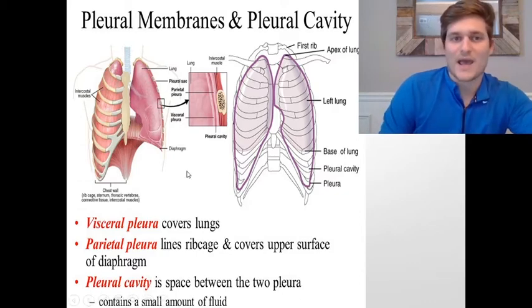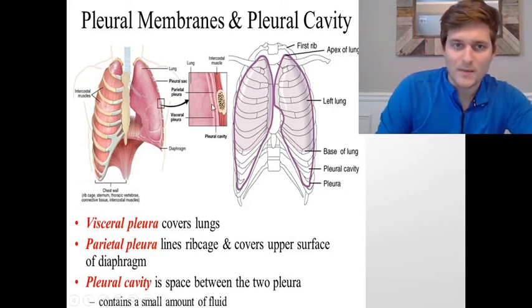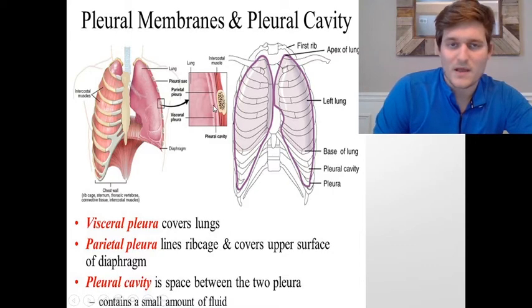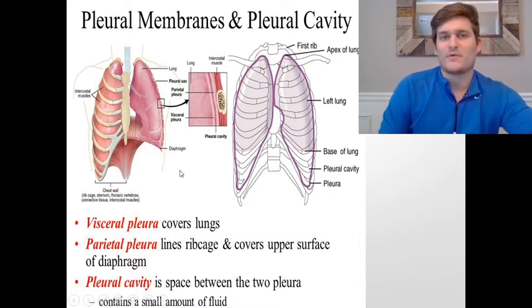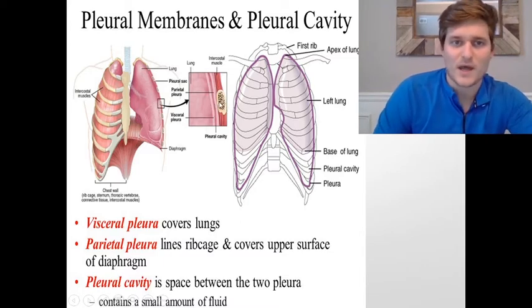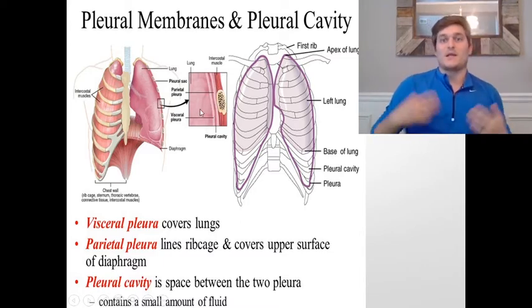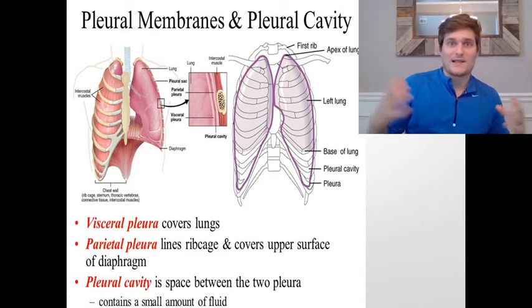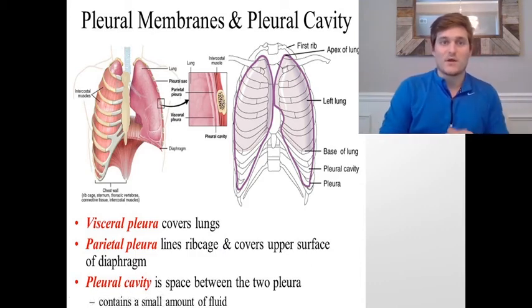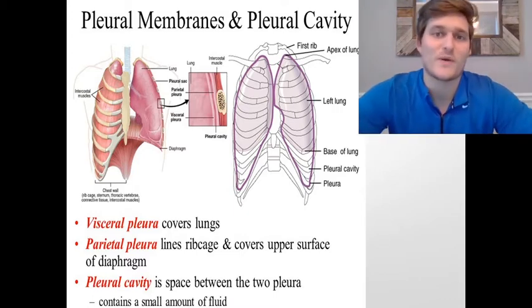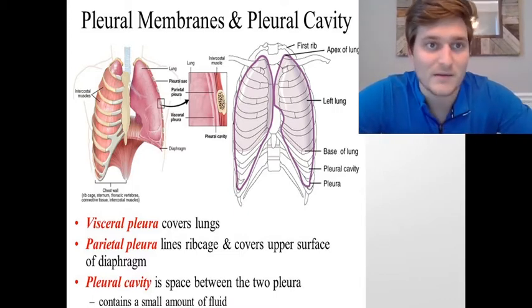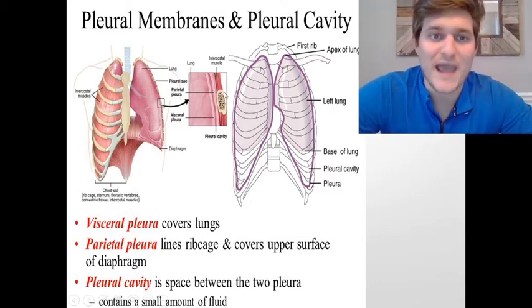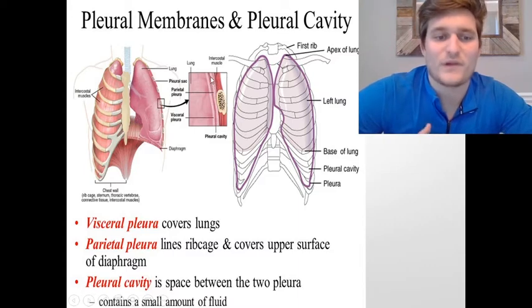If you had a puncture from this pleural cavity, or like a severe puncture wound here, what would happen is those pressure differences would be eliminated, and then that would lead to the collapse of the lungs. So the low intrapleural pressure ensures that the lungs always stay somewhat inflated. But in this pleural cavity is this viscous fluid.